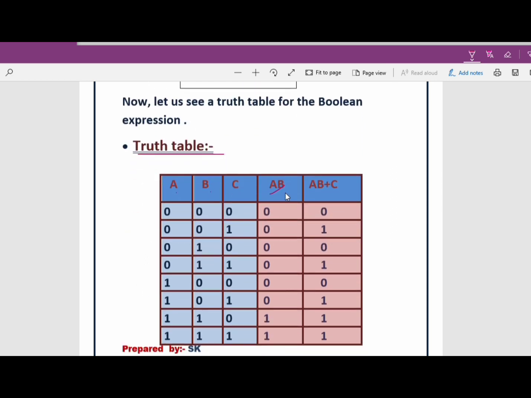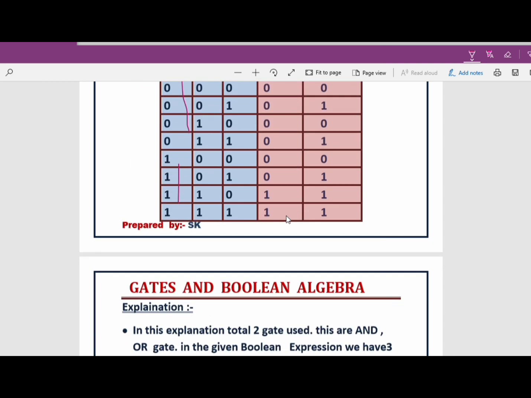A, B and C are the input variables. AB is the multiplication of A and B. Here the values of B are 0 0 1 1 0 0 1 1, and the input A is four times 0 and four times 1. We multiply A and B, then plus means the OR gate, AB plus C. Here we add this equation.